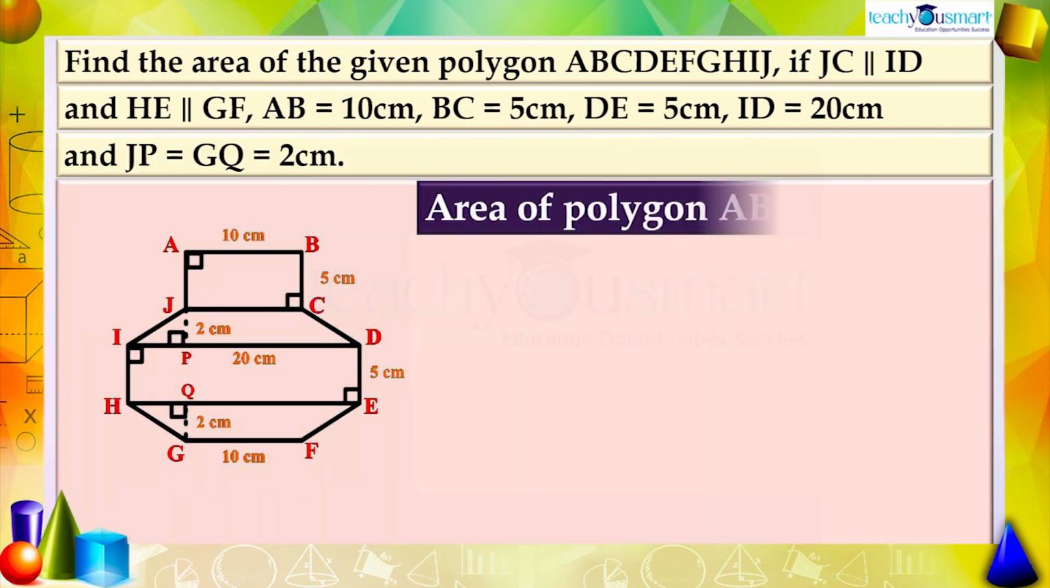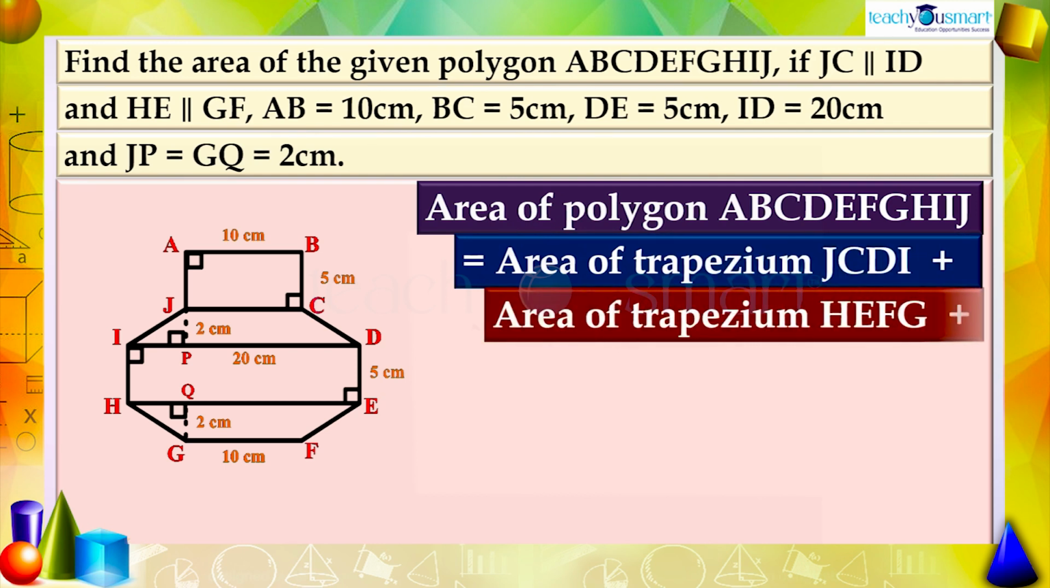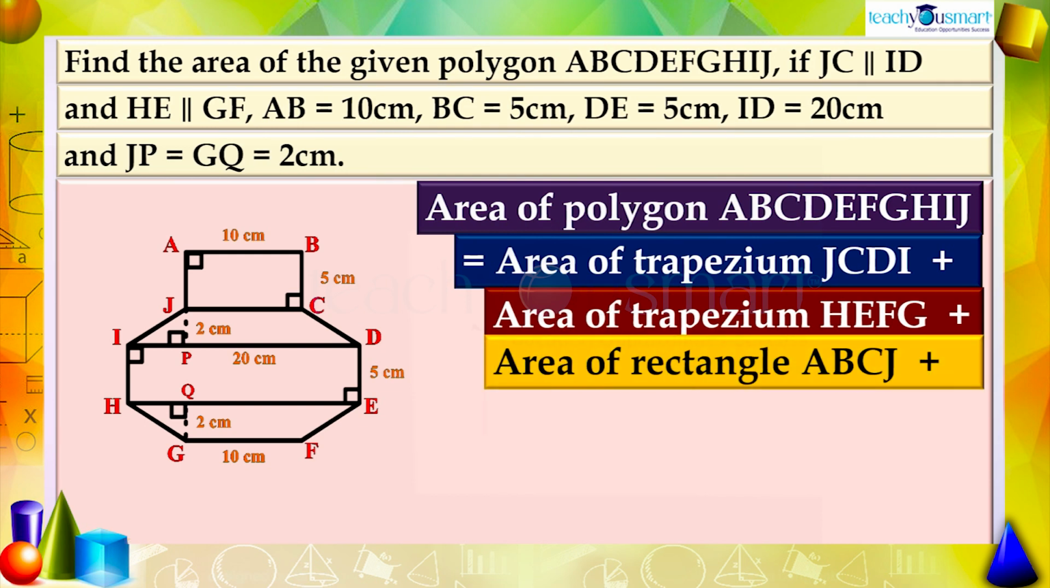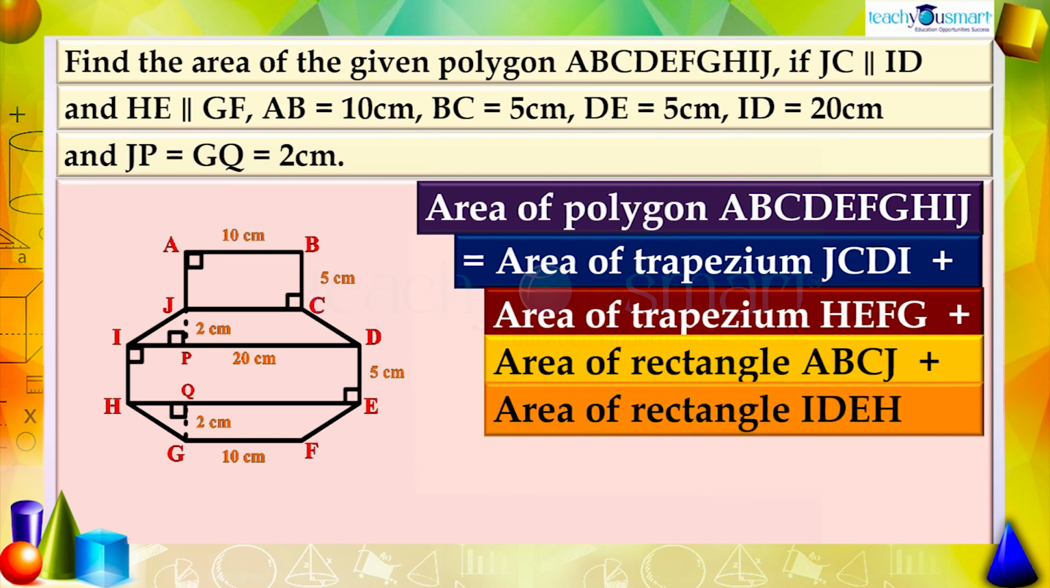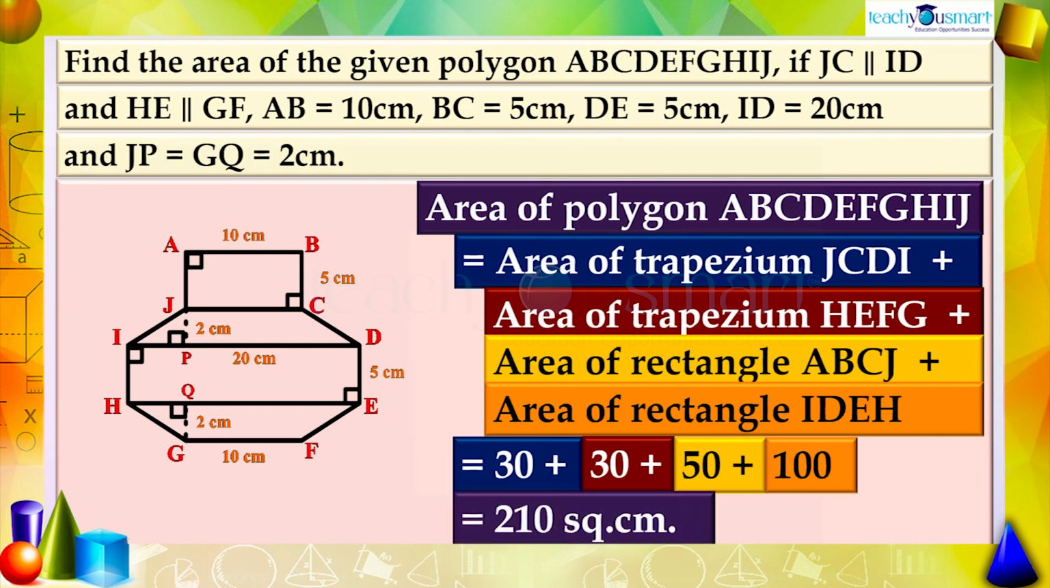Now the area of the polygon equals area of trapezium JCDI plus area of trapezium HEFG plus area of rectangle ABCJ plus area of rectangle IDEH equals 30 plus 30 plus 50 plus 100 equals 210 square centimeters.